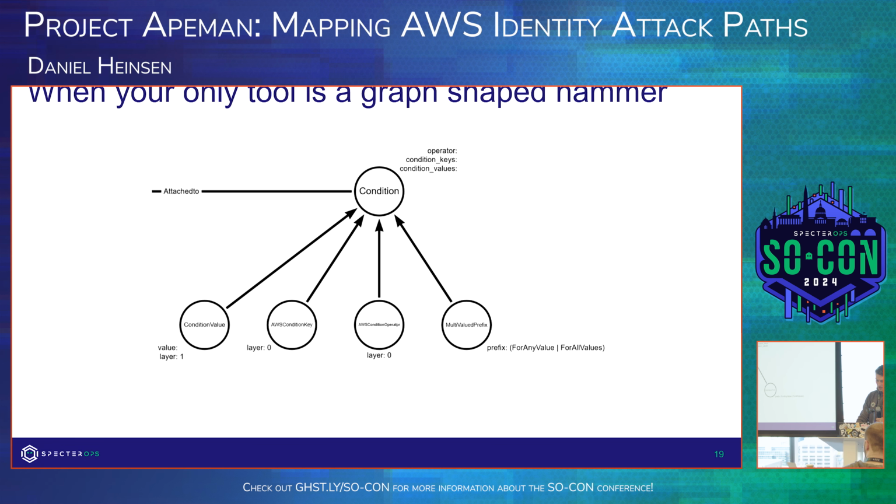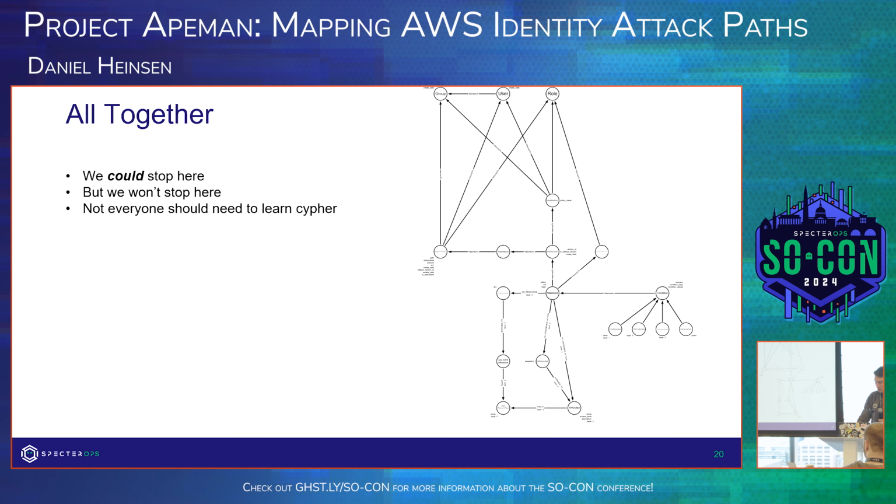And then the last part of this graph is the conditions. We have to be able to model conditions, right? So altogether, this is our graph. And with this graph, we could answer all of those 6 questions that we mentioned earlier. And we could stop here. We could just say, here's our graph, you figure out the Cypher queries, you answer your own questions. But we didn't want to do that. We wanted to have a way to present useful information to you so that you didn't have to learn Cypher, right? Similar with Bloodhound, right?